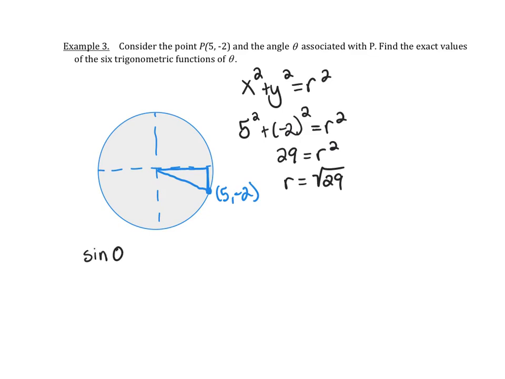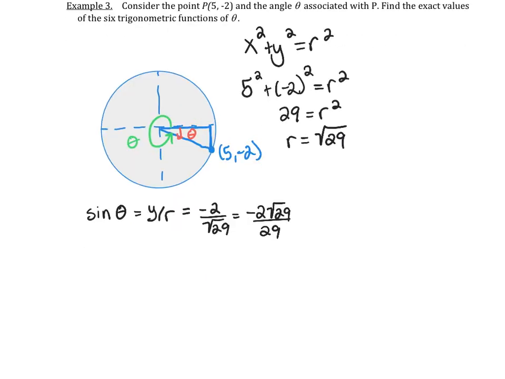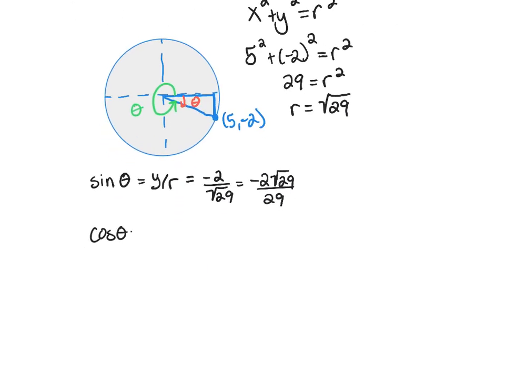Now we're just going through the definitions. So theta could have been this angle, the negative angle, or it could have been the associated coterminal positive angle. Doesn't really matter which one it is because the coordinates are going to be the same. The sine is the y over the r, and the y is negative 2. The r is root 29, and that rationalizes to negative 2 root 29 over 29. The cosine is the x over the r. So 5 over root 29, or 5 root 29 over 29.